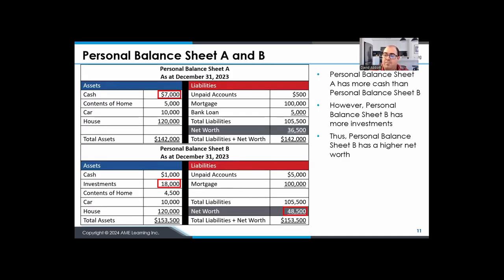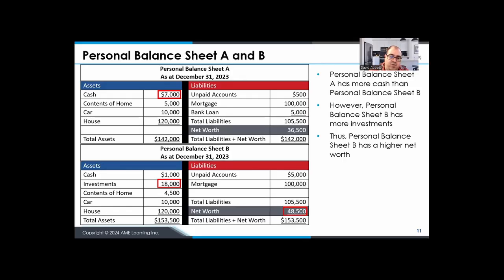All right. So personal balance sheet A has more cash than personal balance sheet B. However, personal balance sheet B has more investments. Therefore, personal balance sheet B has a higher net worth. And so we see there listed for A the amount of cash, the contents of the home, other things like furniture and such, the value of their car, and the value of their home.